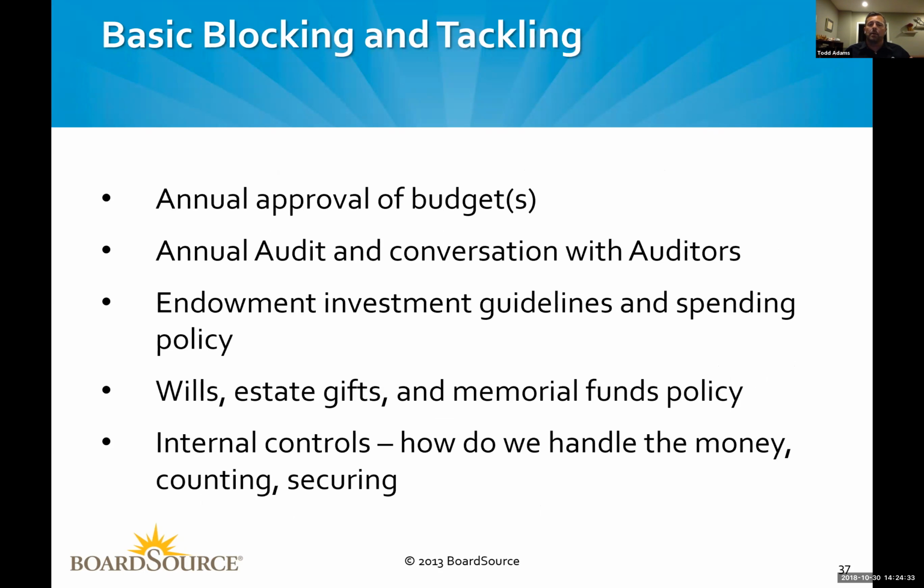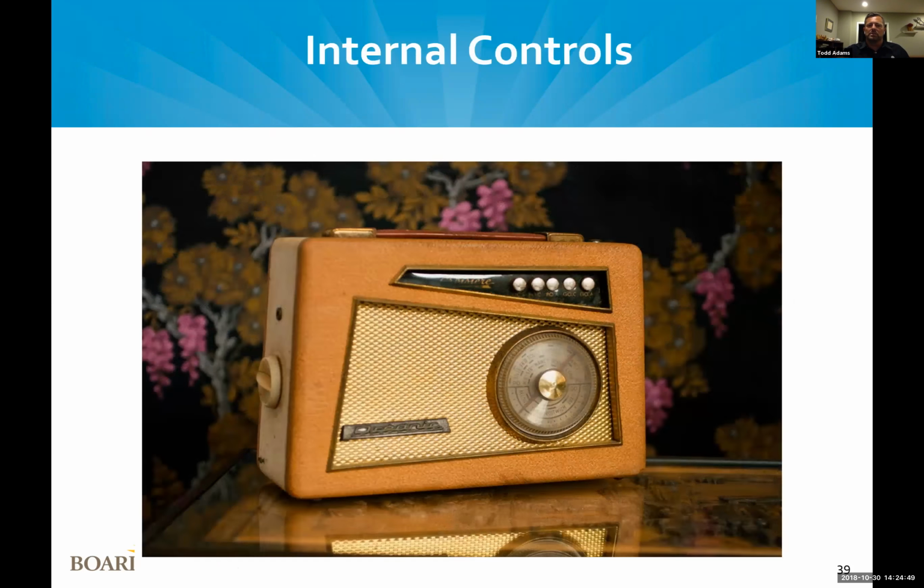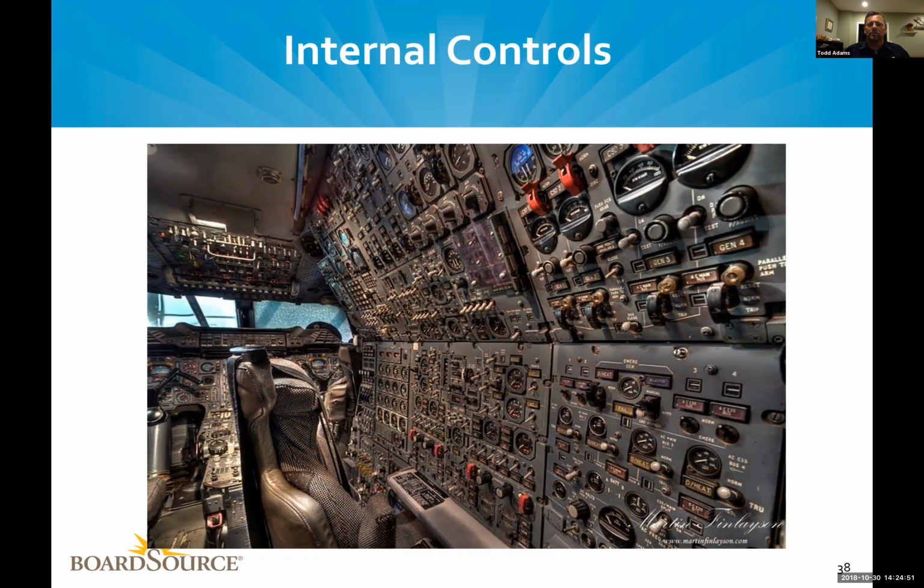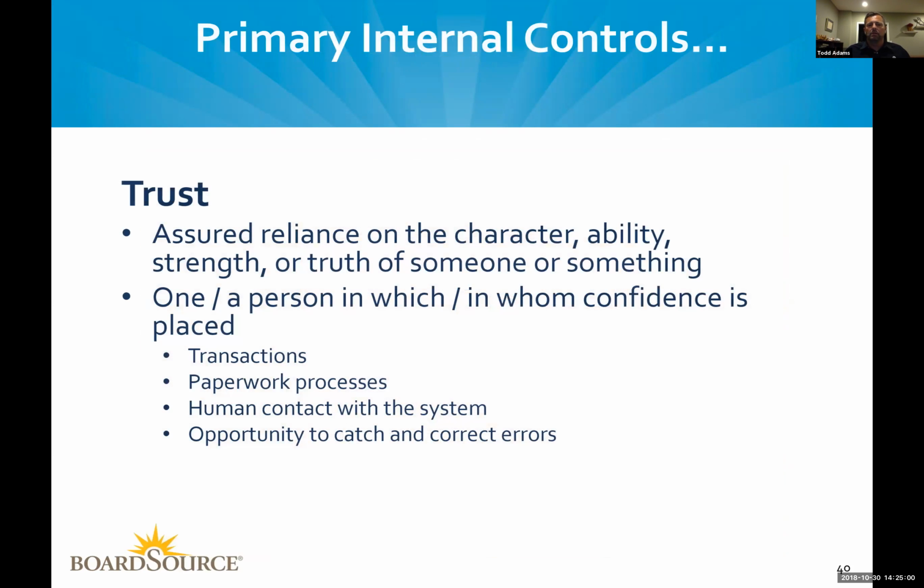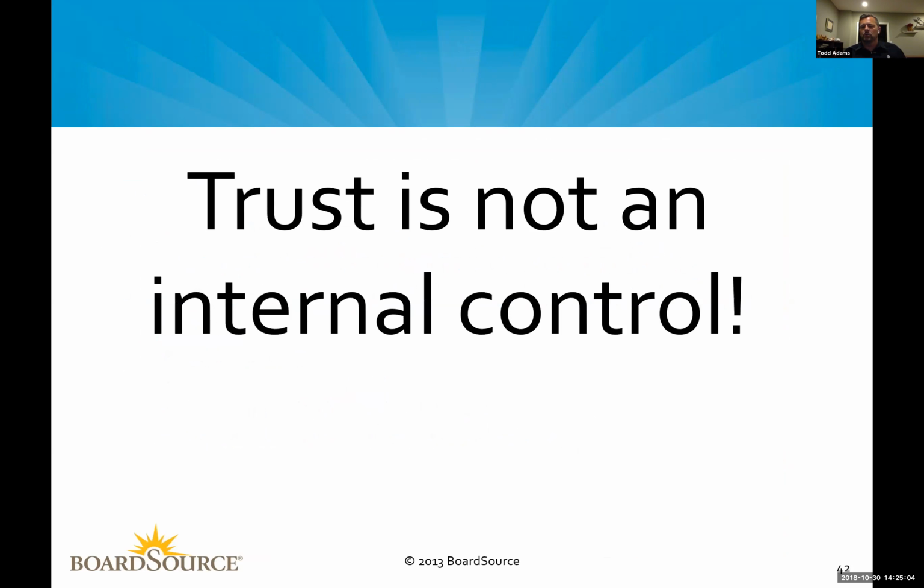Basic blocking and tackling: approving an annual budget that's in writing, an annual audit or conversation with the auditors, having an endowment policy, how do we deal with wills, estates, and memorial gifts, and some basic internal controls. I think what I'd like to do, I've got a few more slides here. Those are just visuals. I think this is what people think of when they hear about all these controls. Like, oh, that's going to be so complex. This is what they often look like in the life of the church, simple and out of date. And we often rely on trust. And at the end of the day, trust is not an internal control.